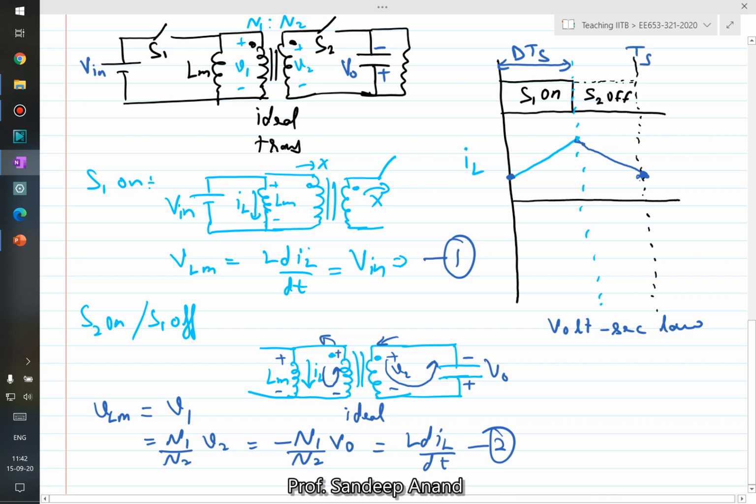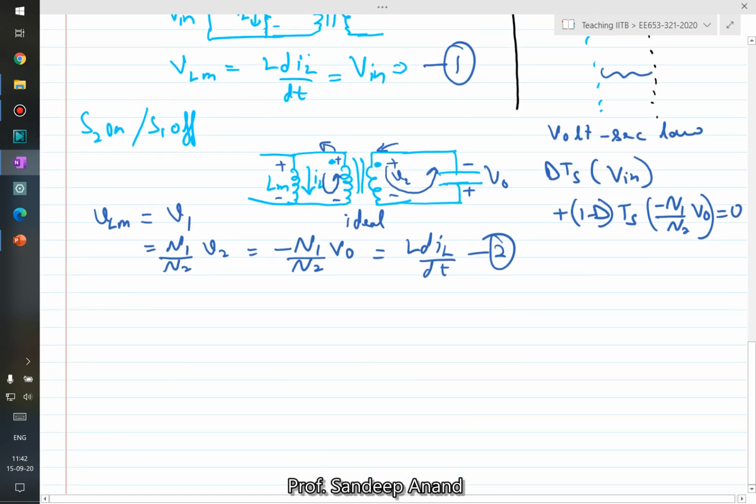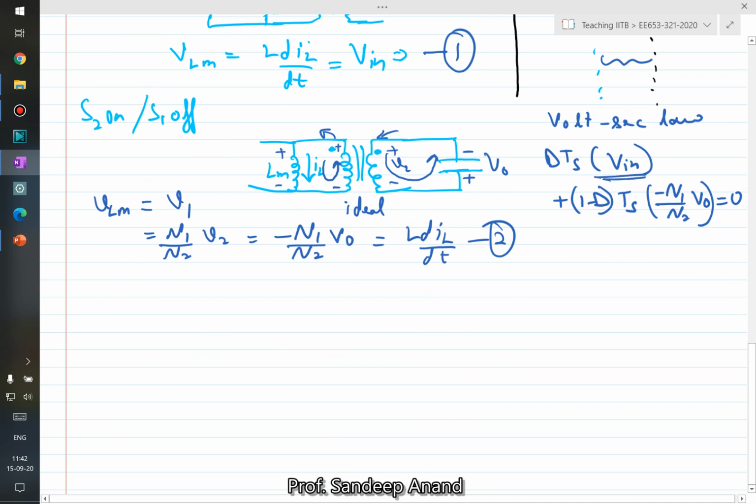Then we can write dTs into Vin plus (1 minus d)Ts into the voltage during the second period. The voltage across the inductor is minus N1 by N2 times VO, and this is equal to 0. This is the voltage during the first period times the duration of the first period, plus the duration of the second period times the voltage of the second period.